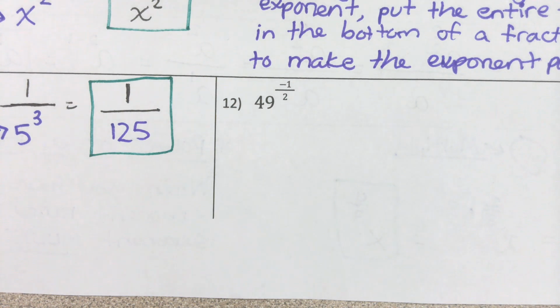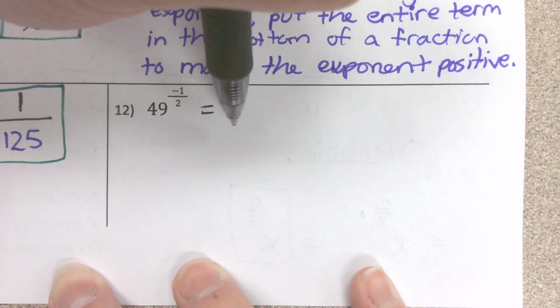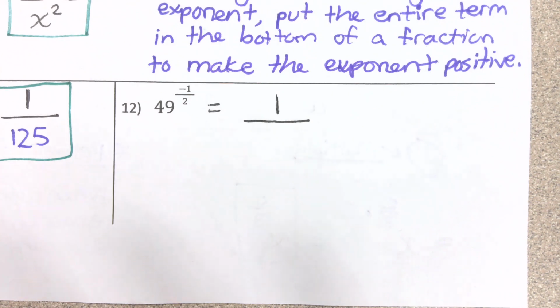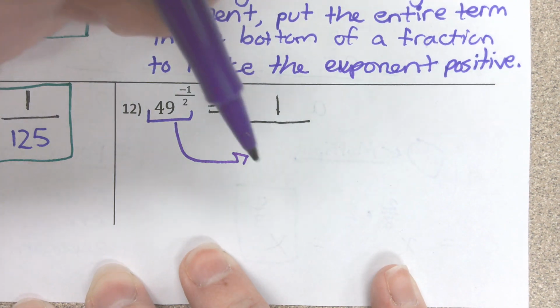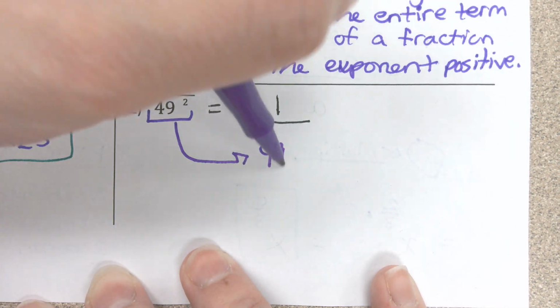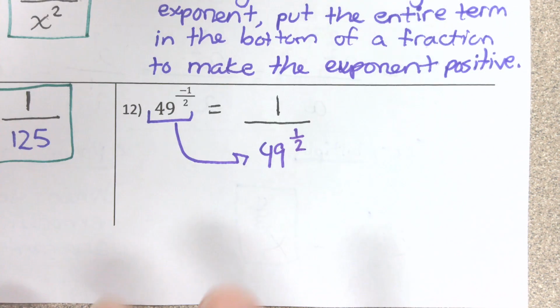We got one more, number 12. 49 to the negative 1/2. A lot of students often confuse the rules for the fraction exponents and for the negative exponents, so it's good to look at one of these as well. So again, we're going to put it under 1. The entire thing goes on the bottom. 49 to the negative, or sorry, positive 1/2 now. Negative is gone.